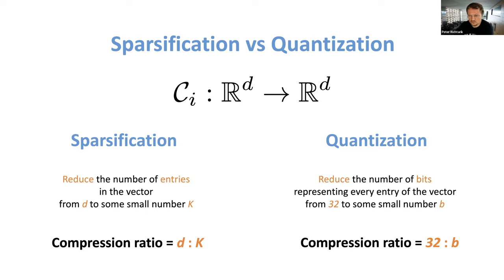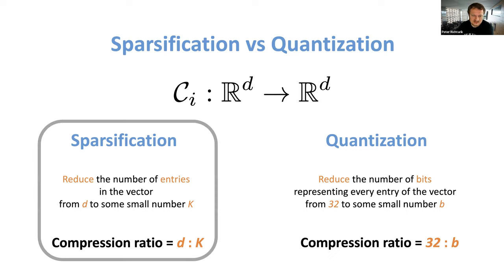Quantization works in a very different way. It doesn't try to reduce the number of entries. It keeps all of these entries intact. So all of these D entries will be communicated, but instead, the strategy is to reduce the number of bits representing each entry. So instead of using, let's say, 32 or 64 bits, you would use only B bits, and B could be, let's say, 3 or 6 or 9 or something like this. And then the compression ratio would be 32 to B. And typically, one might even want to combine these approaches and sparsify, and for the non-sparsified elements, use quantization and so on and so forth.